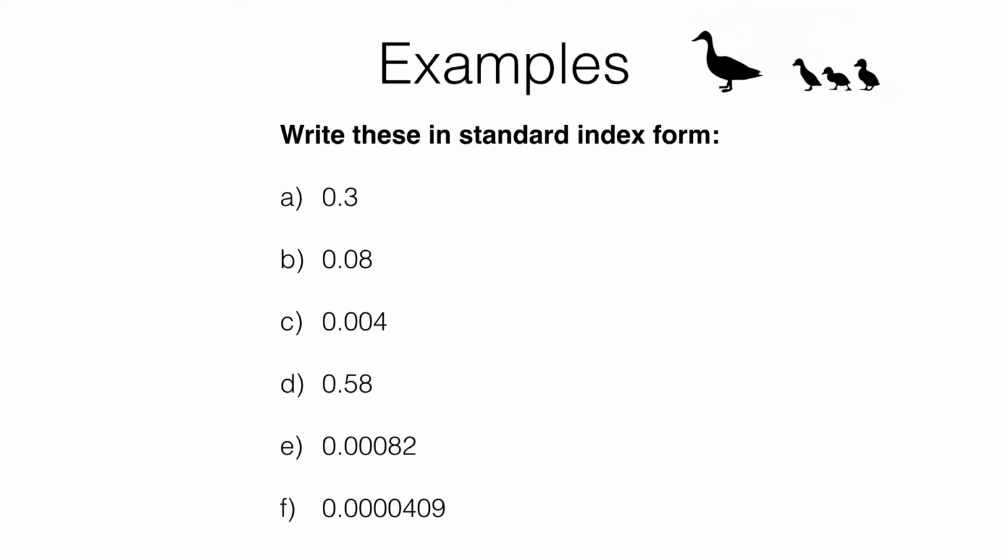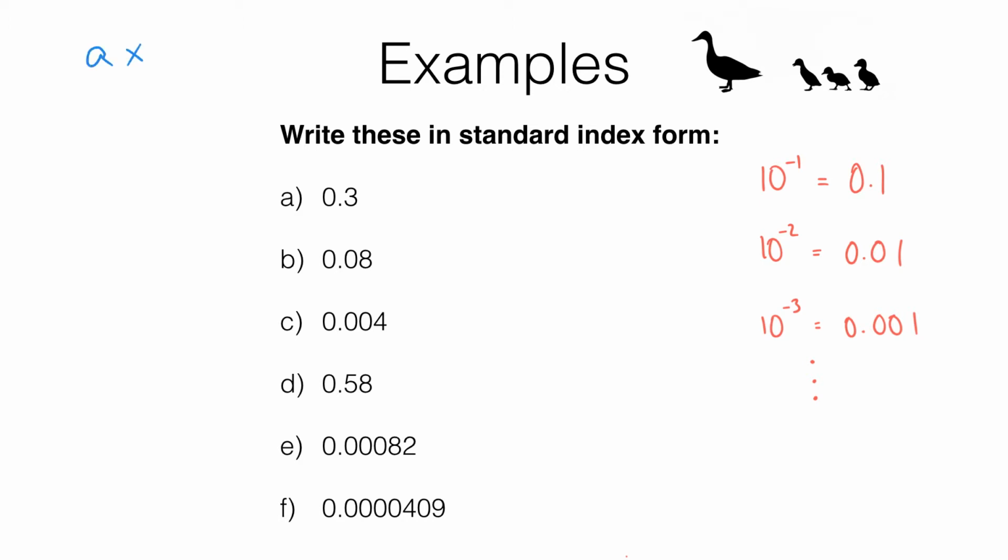In this video, we are looking at converting ordinary numbers that are all between 0 and 1 into standard form. Now, when you're new to this, it helps to remember 10 to the power of negative 1 is simply 0.1. 10 to the power of negative 2 is 0.01. 10 to the power of negative 3 is 0.001, and so on.